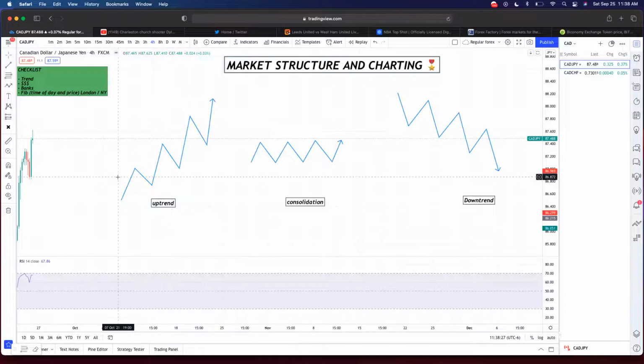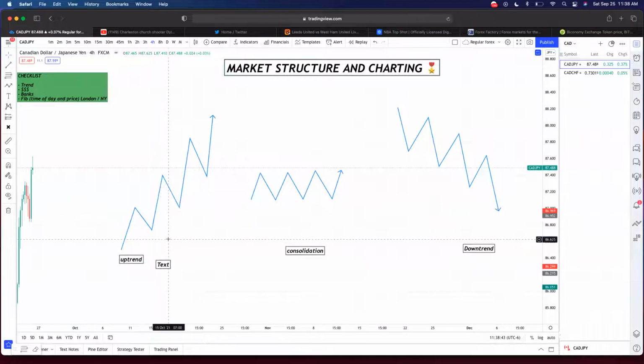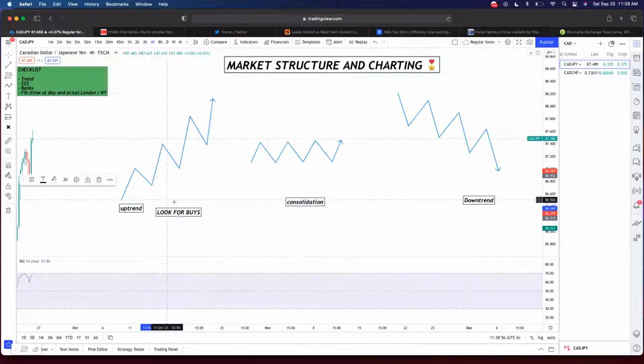So for the new people on the call, I'm going to go slow, okay? In an uptrend, we are only looking for buys. Look for buying opportunities in an uptrend.